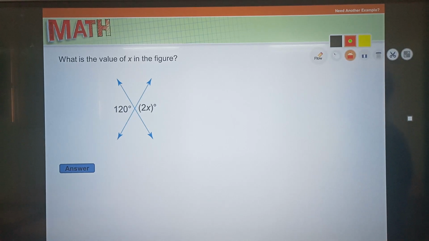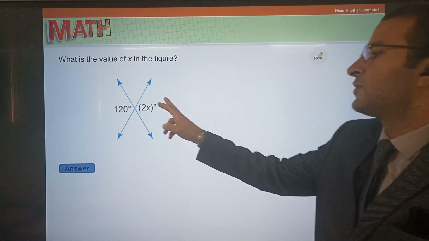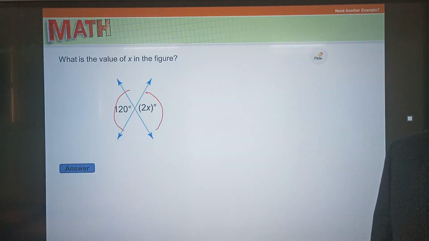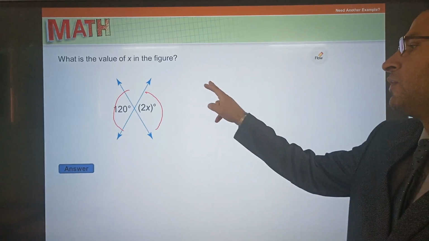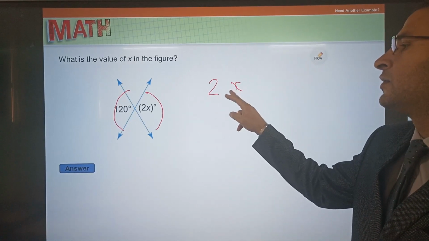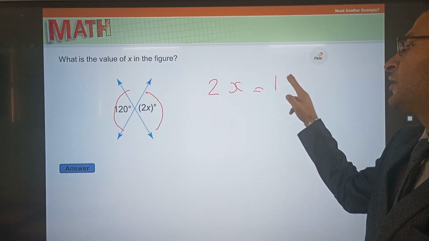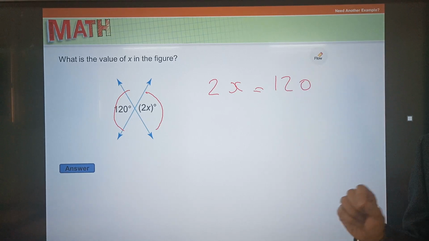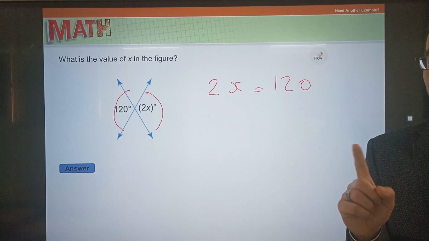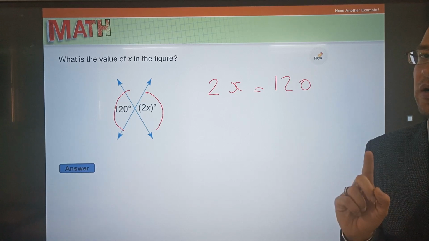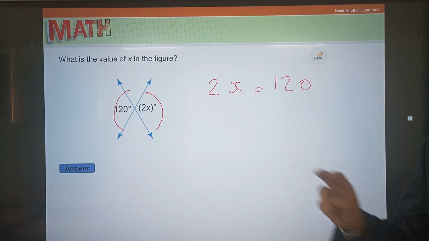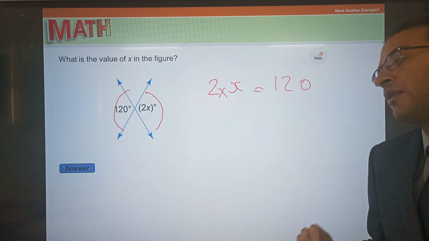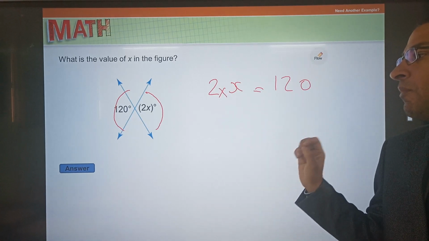Excellent, my friend. I missed you. You are all excellent. We will take this one equal to this. Why are these two angles equal? We will do 2x equal to 120. I heard someone say to add negative 2. Wrong. This one is wrong. We don't add negative 2. Why? Because this one is times. We have here multiplication.